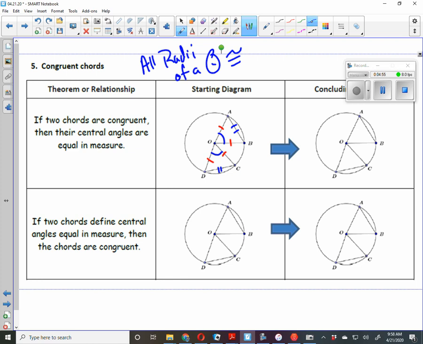Okay, and that was supposed to go from here to here. We know that. Next one says if two chords define central angles as equal. If these say these are equal, then we now know that these chords here are equal.